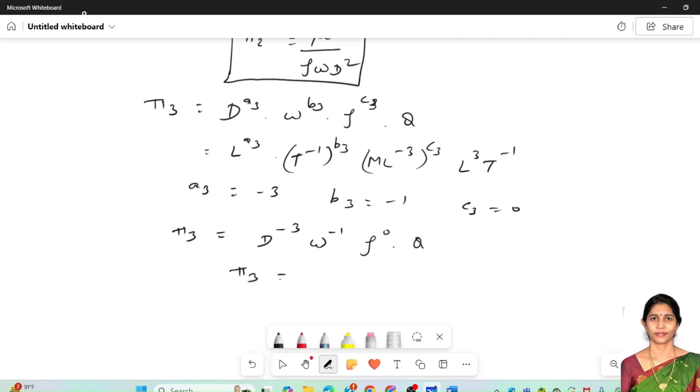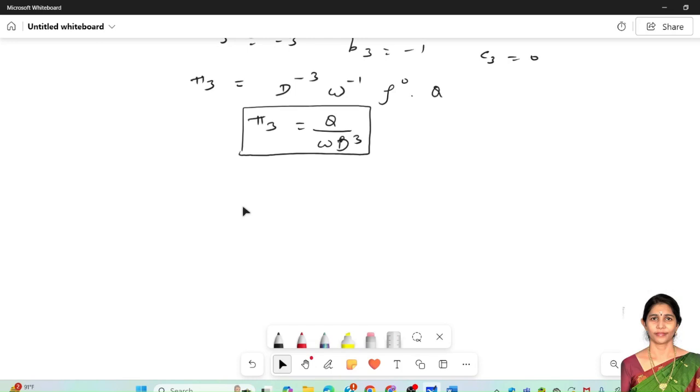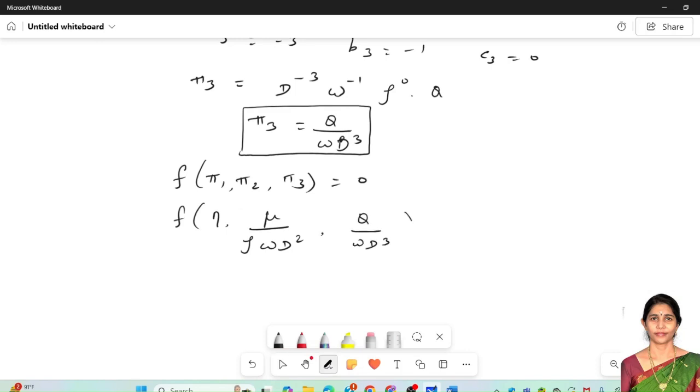So your pi 3 will be Q divided by omega d cubed. Now the last important step, we have come to the end. The function of pi 1, pi 2, pi 3 I have already stated; this is going to be equal to 0. So in this function, pi 1 we got as eta, pi 2 is mu divided by rho omega d square, and pi 3 is Q divided by omega d cubed. This is equal to 0.